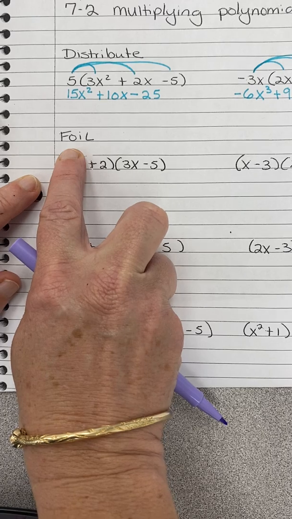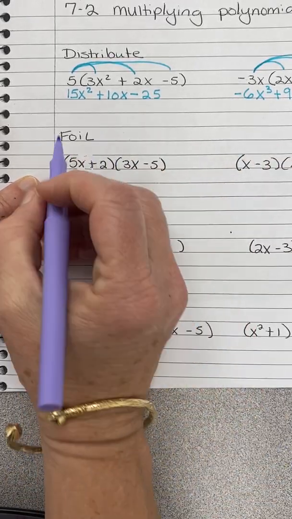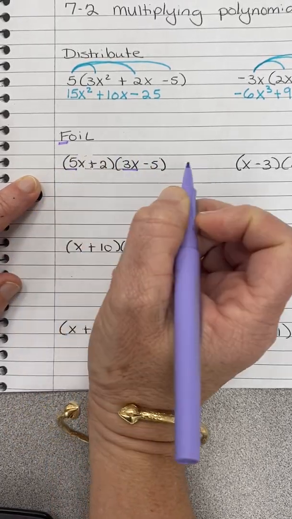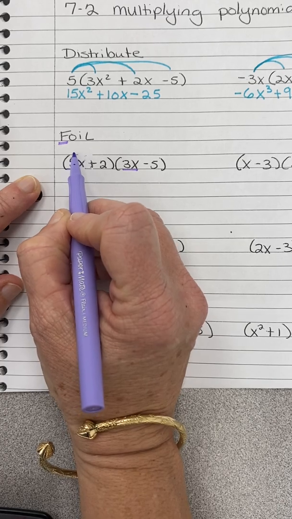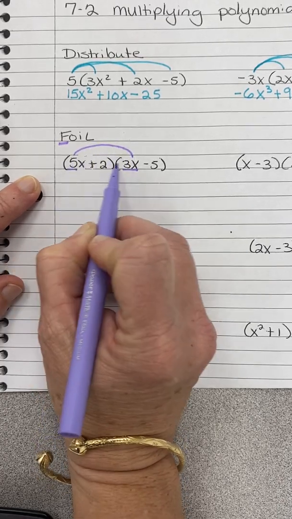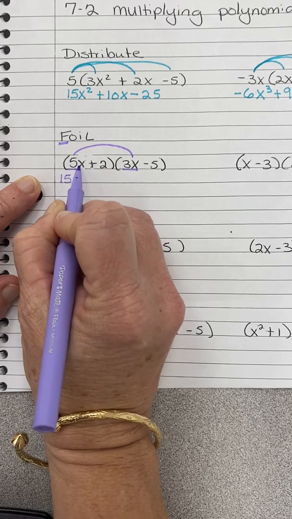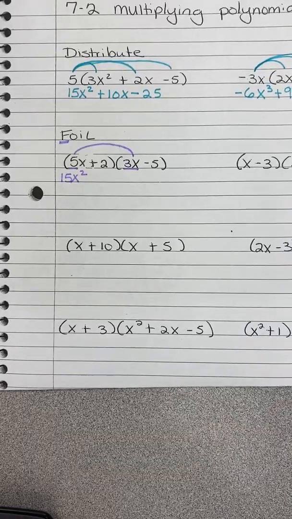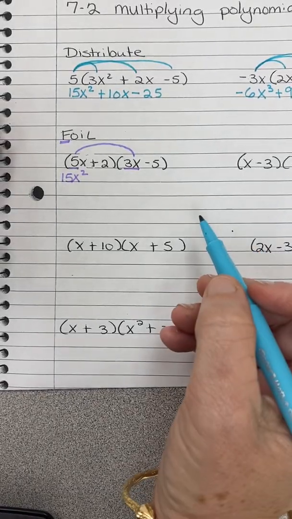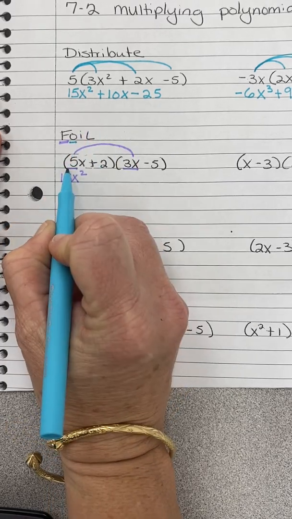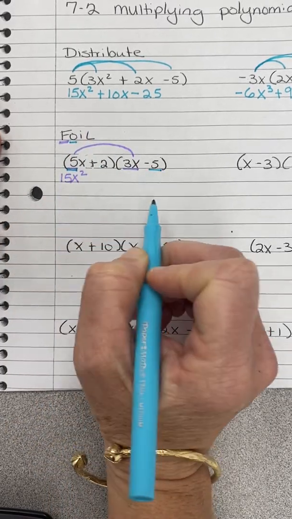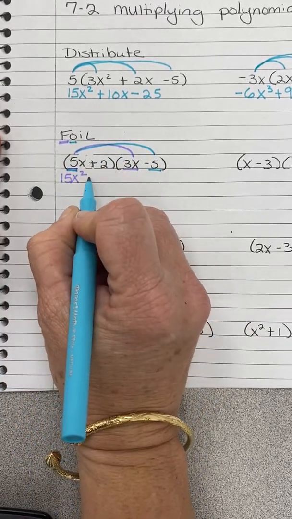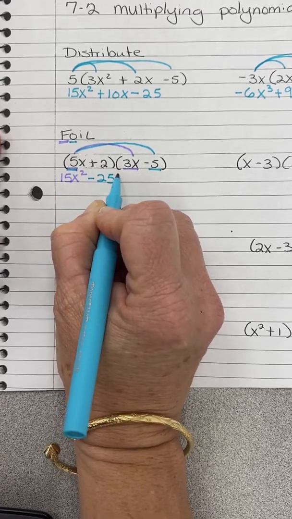Now, the reason that's called FOIL is because this stands for something. The F stands for first. So if we look at the first term in each parentheses, we're going to multiply those first. 5 times 3 is 15, x times x is x squared. Then the next letter is O. That stands for outer. This is an outer, and this is an outer, so we're now going to multiply there. 5 times negative 5 is negative 25, and then we have this x.